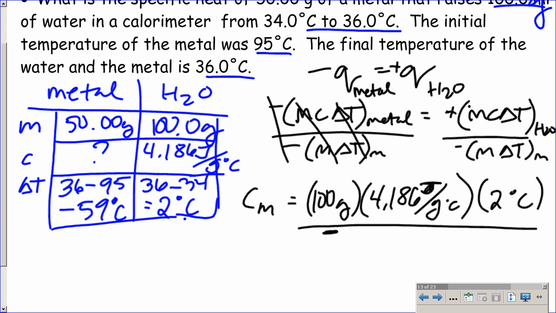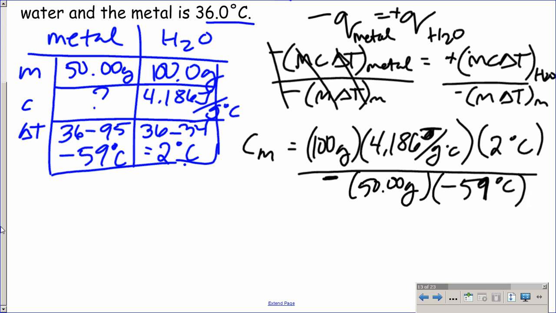What's the mass? 50. So 50 grams of metal and negative 59. If you don't put the negative there, your negatives won't cancel. Your negatives will always cancel, okay? You cannot have a negative mass, right? You can't have a negative C value. That's just a standard positive value. You can have a negative delta T if I ever asked you for delta T, but generally your negatives will cancel. So when you plug this in your calculator, how much do you get?